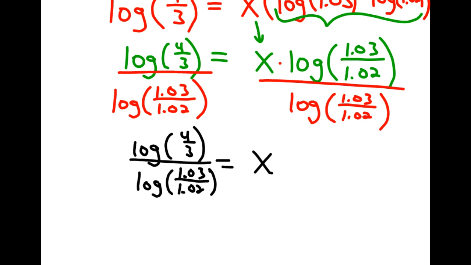So let's plug this into our calculator, our equator. I don't know why I was going to say equator. Our calculator, we get log base 10 of 4/3. And here I don't really need to worry about using extra parentheses, just the ones that naturally come with the logarithm, divided by log of 1.03 divided by 1.02. And what you should end up getting is 29.4872. So surprisingly, there is a solution to this equation.